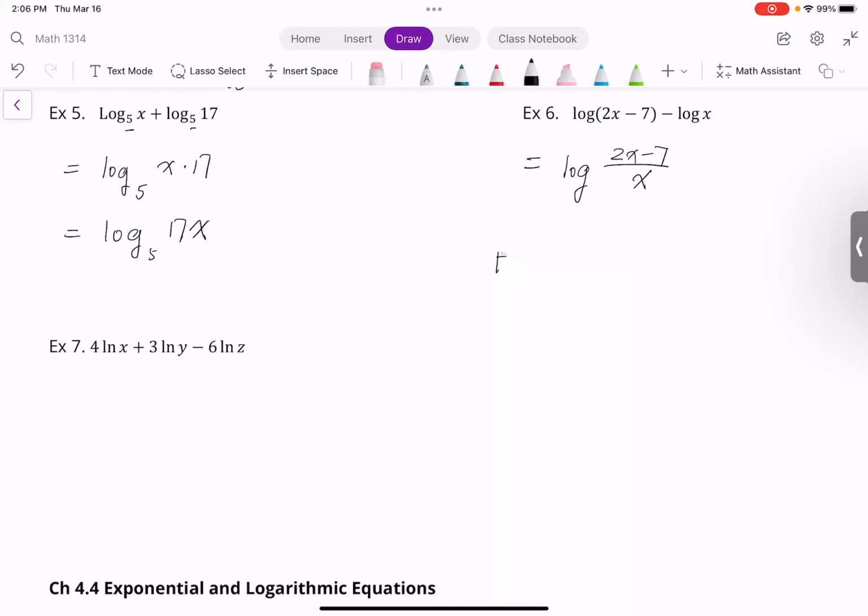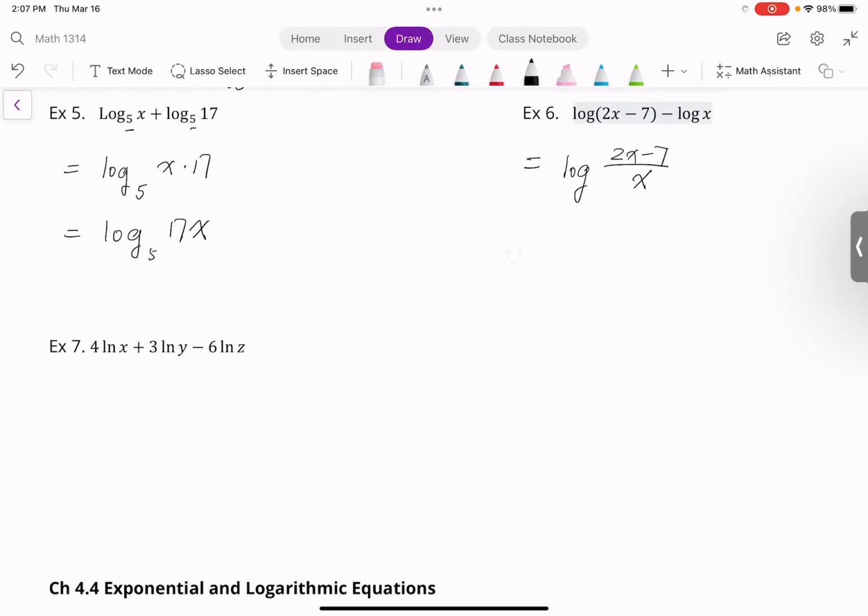So if I have another example, log base 5 of x plus log 2, can you combine these two? No, they must have the same base. The base here is 5, the base here is 10. You cannot squish them together. They must have the same base. Then you can use the property. All right, let's see the next example.